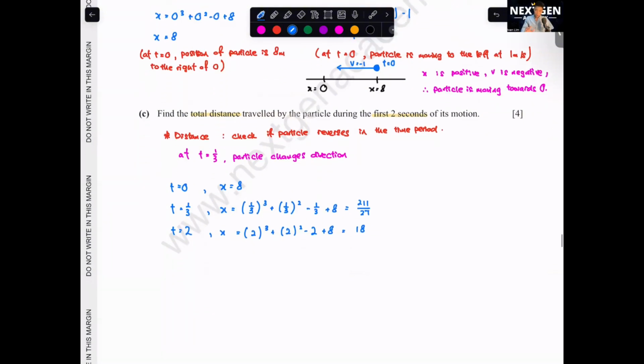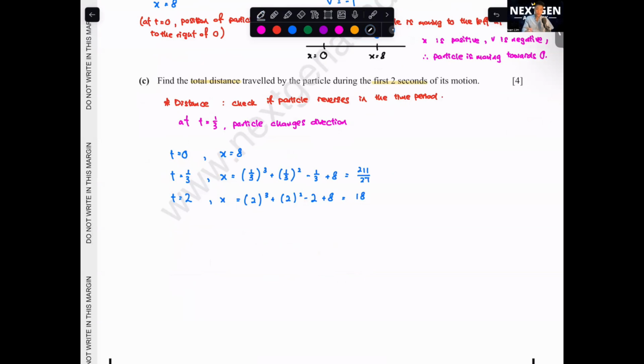Okay, from these 3 points here, I want you to draw a motion line over here. Motion line is like this. Just draw a straight line. At the bottom, you put all the displacement, put it in order. For example, you've got x equals to 8. So let's put here 8. 211 over 27. You type in the calculator. What's 211 over 27? 7.814. So here is 211 over 27. Then the last point is at 18.